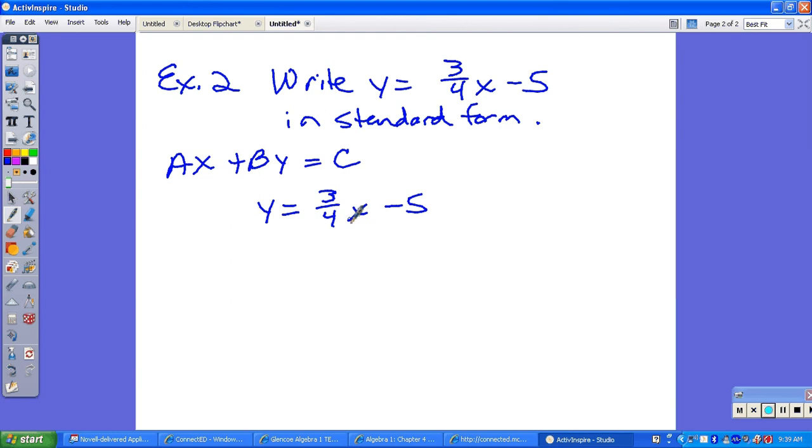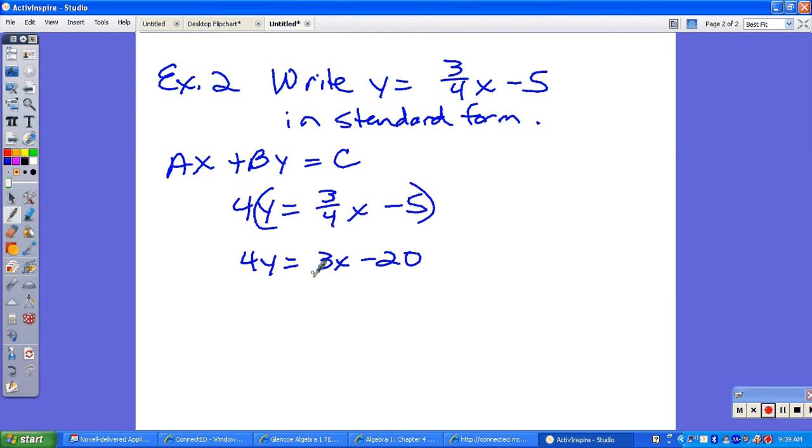So what I'm going to do is multiply this entire equation through by 4, and I'm going to get rid of my fraction. So I just multiply it through by my denominator, if you remember that. So it's going to give me 4y equals 3x minus 20. So I did 4 times y, 4 times 3/4 x, and then 4 times -5.